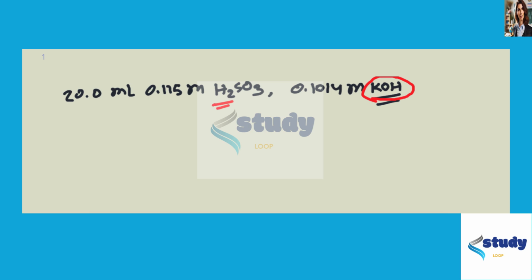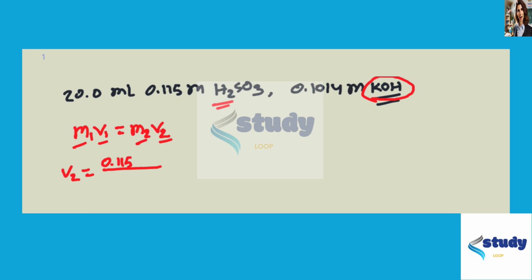And as we know, at the equivalence point, the concentration times volume for the acid equals the concentration times volume for the base. So this one is the concentration of the acid, this one is the volume of the acid, this one is the concentration of the base, and this is the volume of the base required to reach the equivalence point. So if we solve this equation for V2, we will know the volume of the base required to reach the equivalence point.